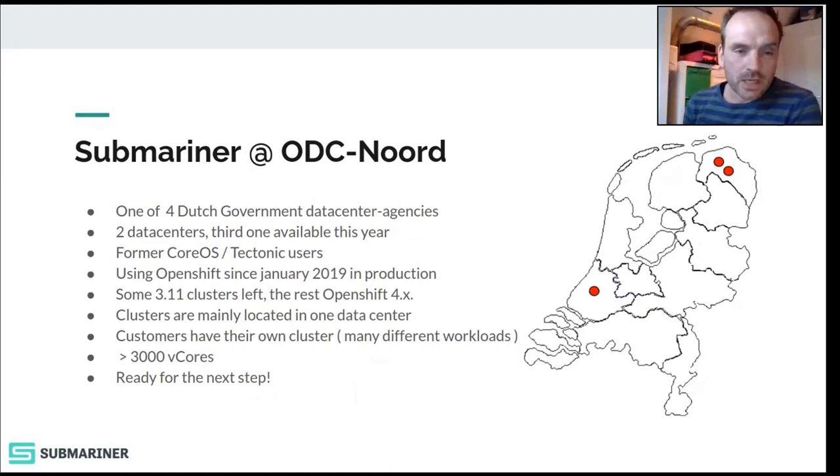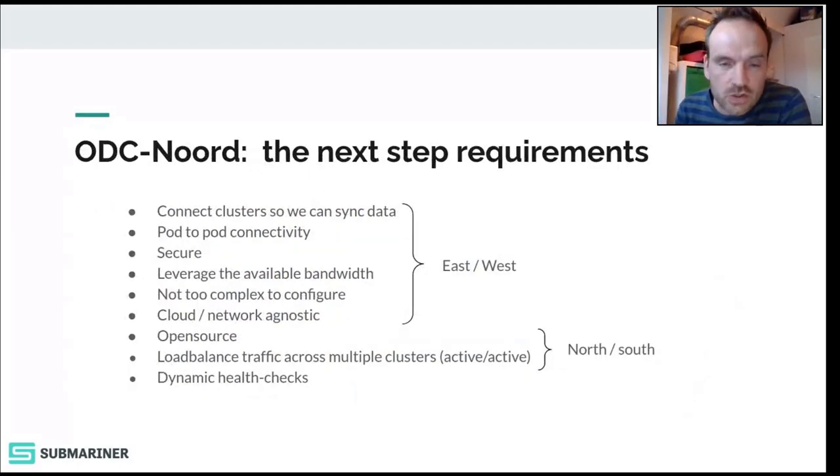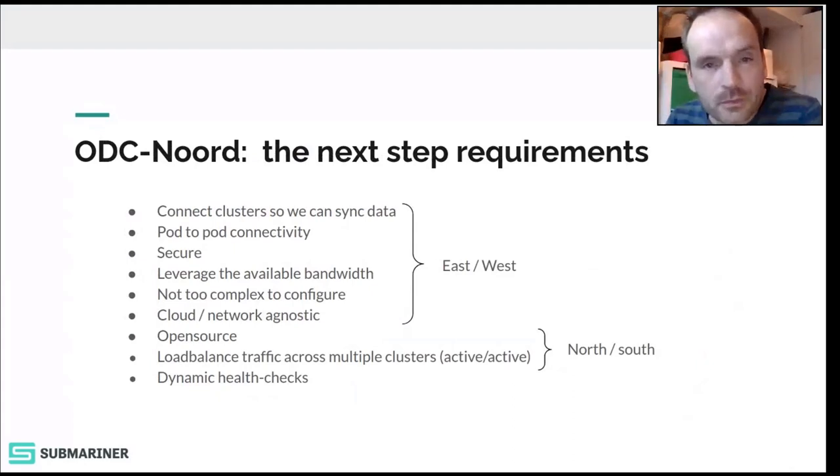So we're almost ready for the next step. And what's that exactly? What do we expect? Let's say we install OpenShift clusters on all these three data centers, that's what we want to achieve this year. We want to be able to connect clusters so we can sync data, or our customers can sync data. We want to have pod-to-pod connectivity.